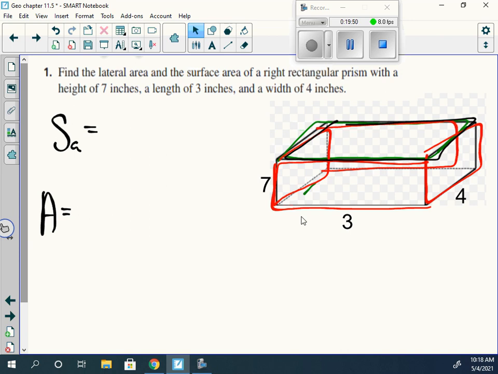If we picked these two here as being the bases and the other lateral faces, we'll still get the same answer no matter how we set this up. We just have to pick which bases we want it to be. Does that make sense? Yeah.